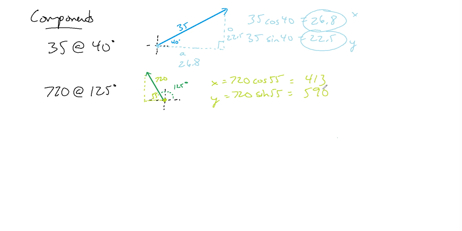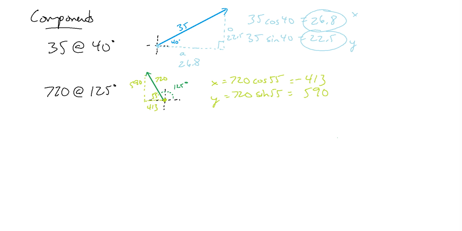If you use the 125 degrees, you'll end up with the exact same values, except the positives and negatives will kick in. My x component is 413, but since it's going to the left, it's not positive 413. It's got to be negative because it's going towards the left. My y component was 590, and it's going up, which is fine, so it can stay as 590. So my x component would be negative 413 and my y component would be 590. And that's it. Again, just breaking apart a triangle.